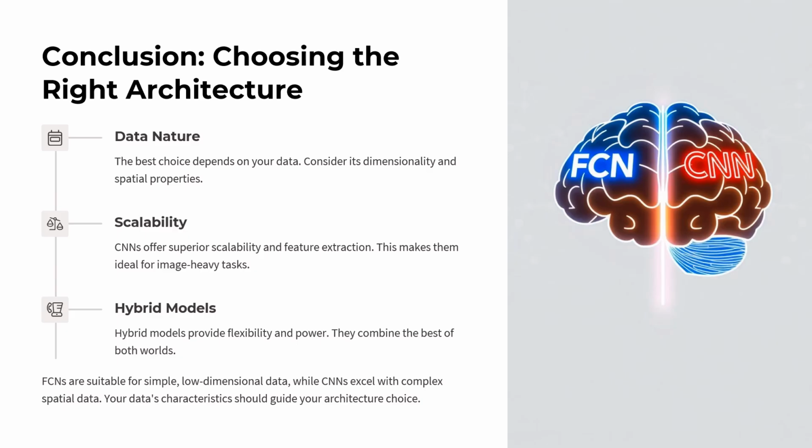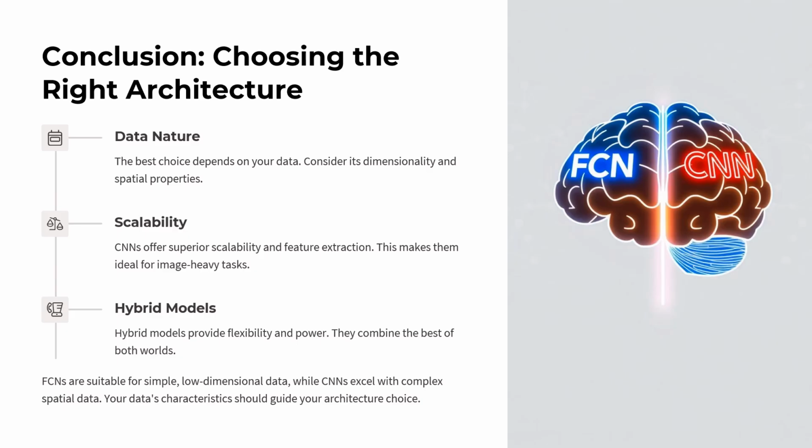Last one is the conclusion: choosing the right architecture. First, data nature. Understand your data first. Is it high-dimensional with spatial information, or is it low-dimensional? FCNs work well for simple structured data while CNNs handle complex spatial data effectively.